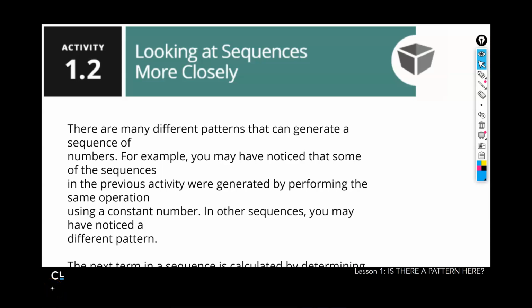All right, let's pick up where we left off with activity 1.2, looking at sequences more closely. There are many different patterns that can generate a sequence of numbers. For example, you may have noticed that some of the sequences in the previous activity were generated by performing the same operation using a constant number. In other sequences, you may have noticed a different pattern. The next term in the sequence is calculated by determining the pattern of the sequence and then using the pattern on the last known term of the sequence.